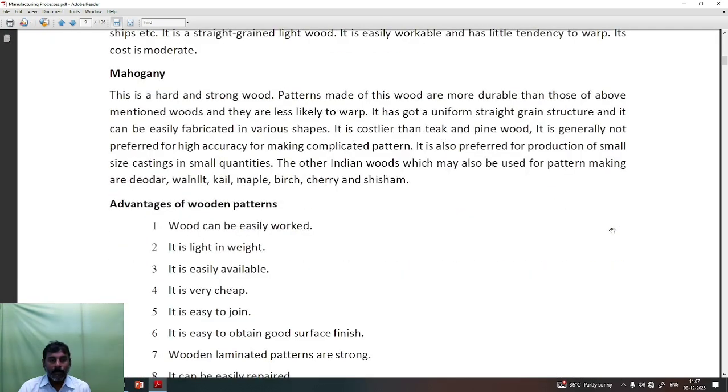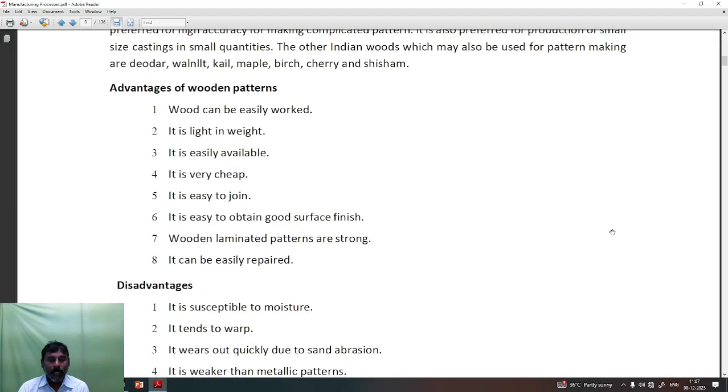So, advantages of wooden patterns. Wood can be easily worked. It is light in weight. It is easily available. It is very cheap. It is easy to join. It can be easily repaired. Wooden laminated patterns are strong.